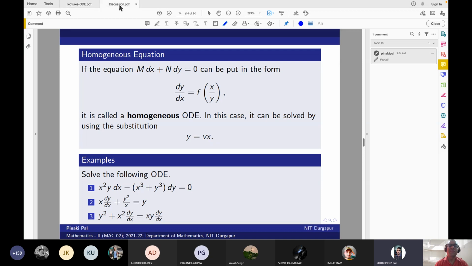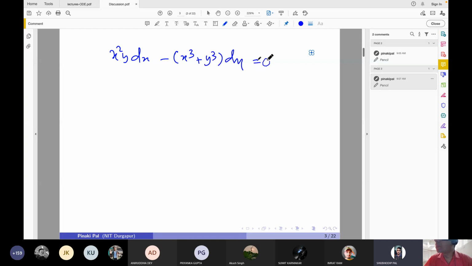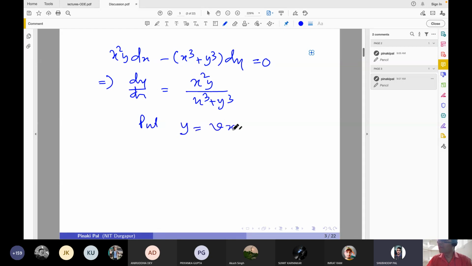x square y dx minus x cube plus y cube dy, this is equal to 0. So you see, we can write it as dy/dx equals x square y divided by x cube plus y cube. So let us put y equal to vx as I mentioned. So dy/dx can then be written as v plus x dv/dx.